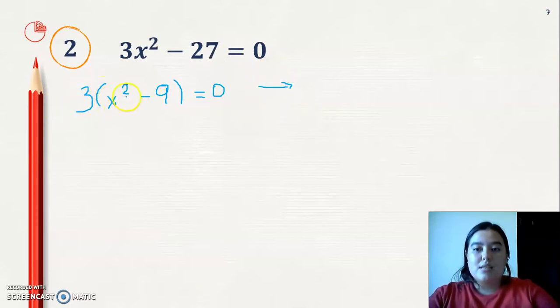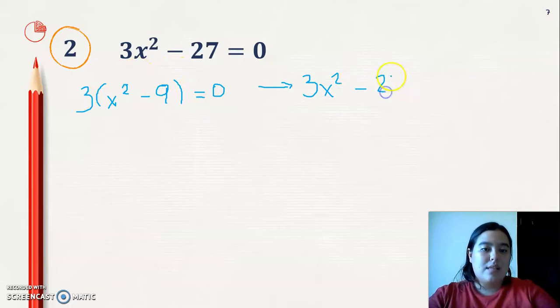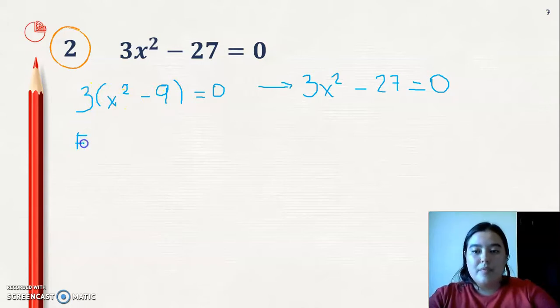3 times x to the second power equals 3x to the second power. Negative, because we have negative here, negative 3 times 9 equals 27. 3 times 9, 27 equals 0. If you see, we have the same equation when we multiply these factors. So the factors will be the numbers in the parentheses. So factors equals x to the second power minus 9 equals 0.